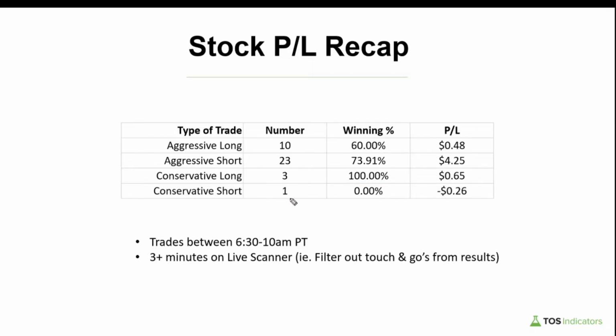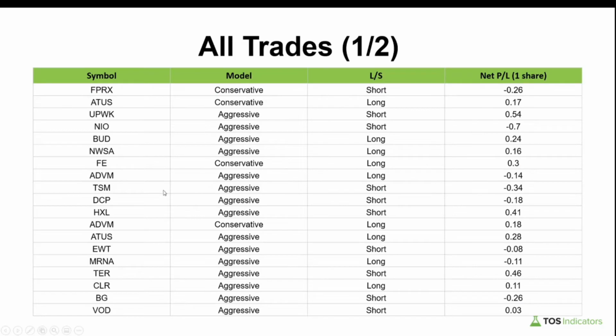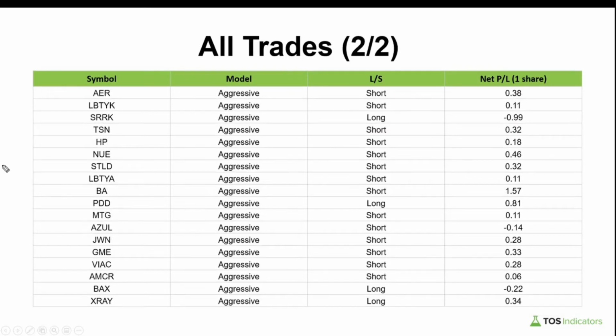And then finally, conservative shorts, 1 trade. That trade was a loser, negative 26 cents per share on that trade. So all in all, a pretty interesting day in terms of trading with the volatility box. In case you're curious of all the trades that hit the live scanner that were factored into that table, here's part 1 of the list, and then here's part 2 of the list. And particularly, we're going to pay attention to Boeing.